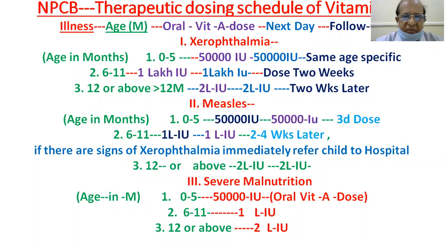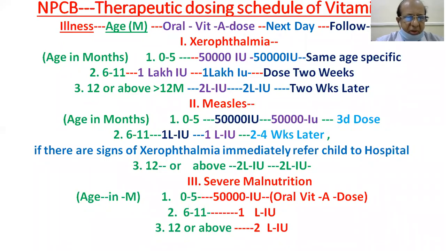If there are signs of xerophthalmia, immediately refer the child to hospital. There is a classification of xerophthalmia, and any sign of it will be referred to the child hospital. Coming to 12 months or above, 2 lakh international units on the first day and 2 lakh on the second day. So a total of 4 lakh international units will be sufficient.